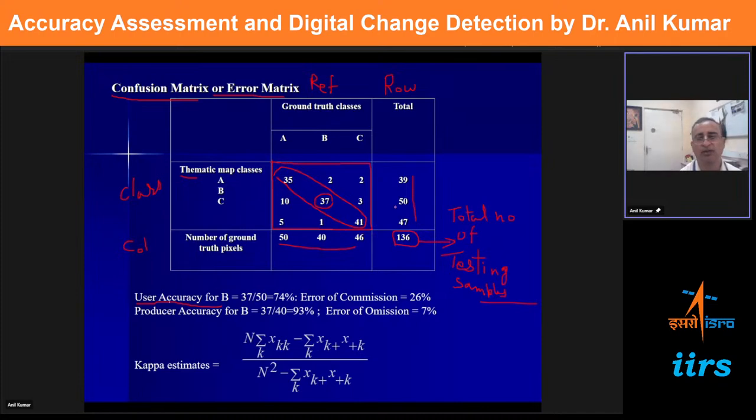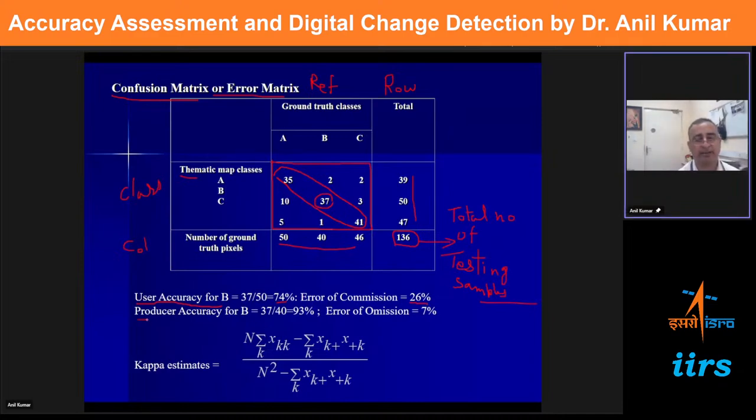If you see its row total was 50. That means 50 samples were tested on the thematic map, and out of 50, only 37 were correctly identified. So its user accuracy will be 37 divided by 50 times 100, which is 74%. And if you calculate 100 minus 74, that gives you the error of commission. That means the percentage of samples wrongly identified on the thematic map, which is 26%.